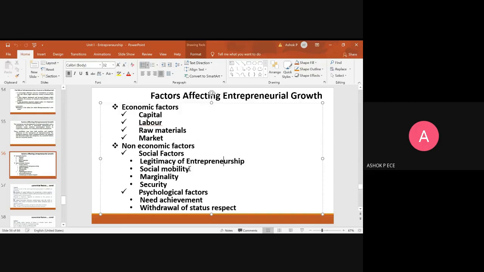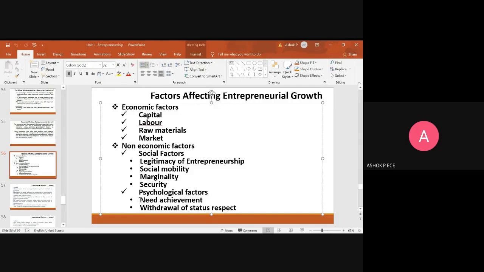Social mobility. Marginality, how you and your competitors are placed in the market. Is there any margin of difference, or are you able to closely grow along with your competitor? Security, whether the company which you have launched is secure or not, whether the product which you manufacture is safe for the public or not. So these are the social factors. Social factors depend on the society and the people where you market your product, and the people who work along with you in the society.